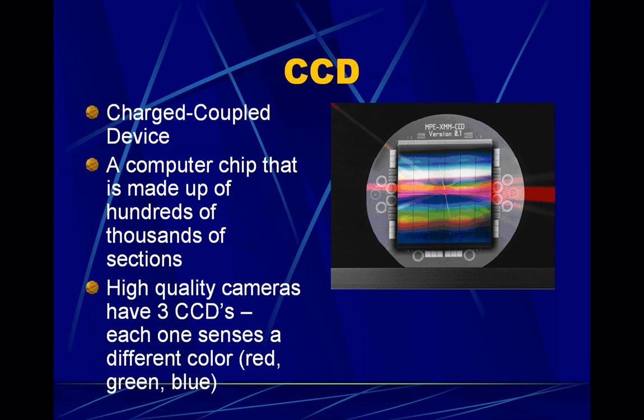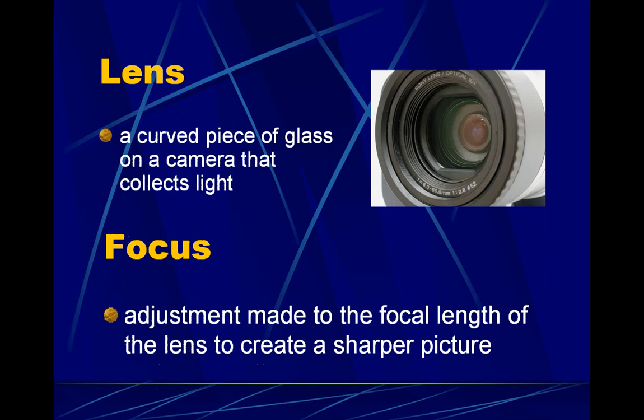A CCD is known as a charge-coupled device, and that is essentially a computer chip which is made up of hundreds of thousands of sections. You see a little snapshot of a sample CCD here. Really high quality camcorders have 3 CCDs, which is most of them that are made right now. With 3 CCDs, each one senses a different color: red, green, and blue, and those 3 basic colors combine to create all other colors in the spectrum.